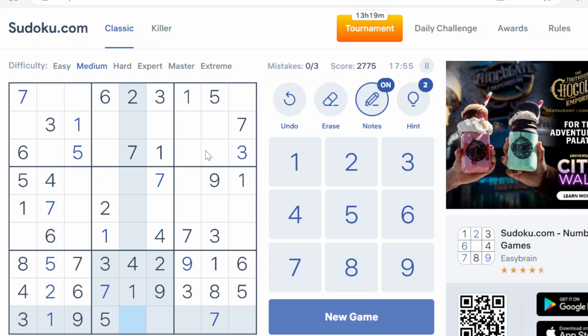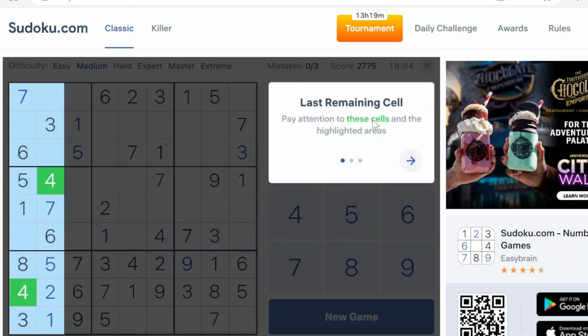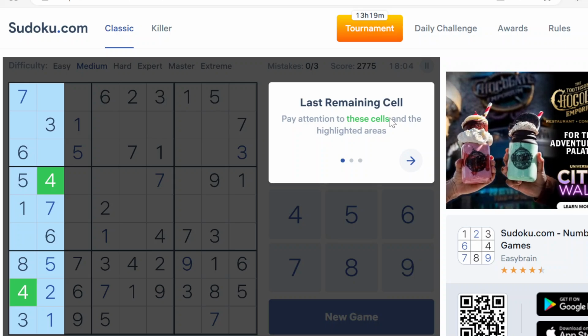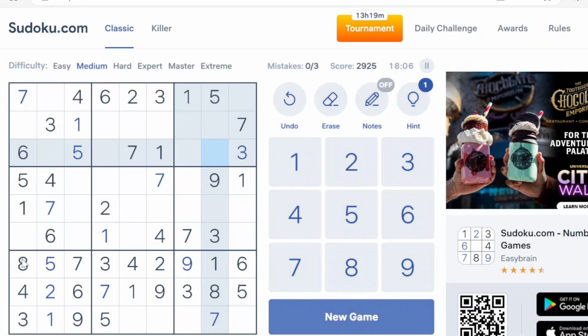Actually, what's this? I'll just turn it off because I have no idea what this thing does. Let's get another hint. Pay attention to these cells in the highlighted areas. Okay. In this block, there is only one cell remaining that can contain 4. Huh? Oh. Yeah, I guess it's right.